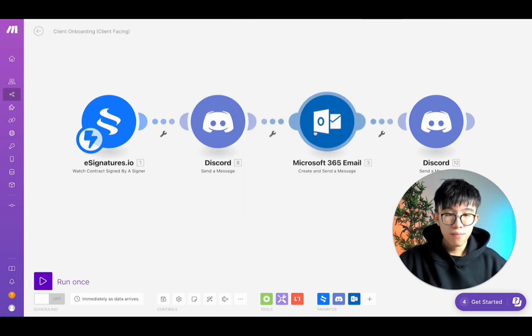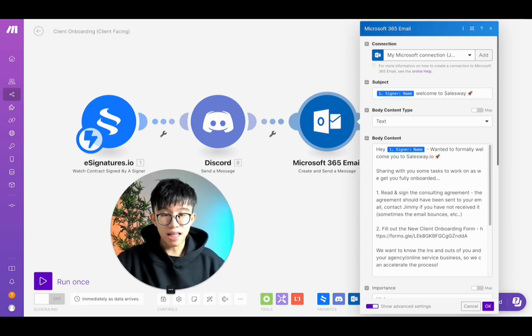That's the second step. The part where you will probably have inside your automated process, if you don't have a Discord, is the third step, which is it creates and sends a message into Microsoft 365 email. That's personally where I send all my emails. I use Outlook. And basically what we're seeing is we're taking the information the second people are signing these agreements, and we're sending this email right away.